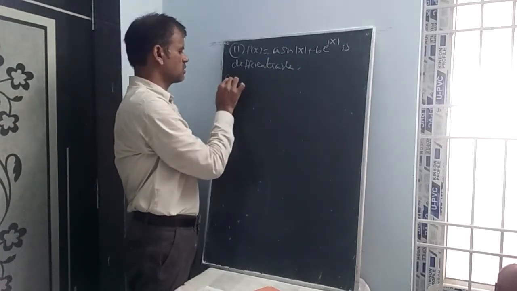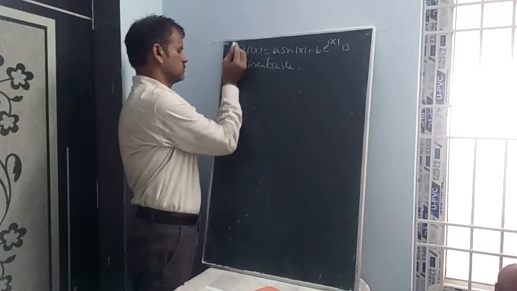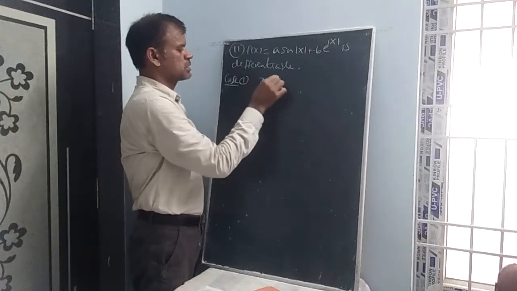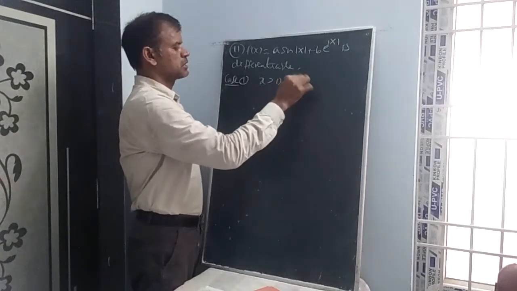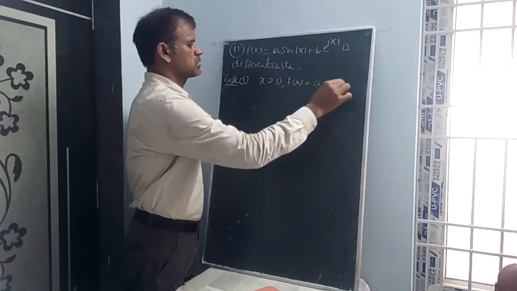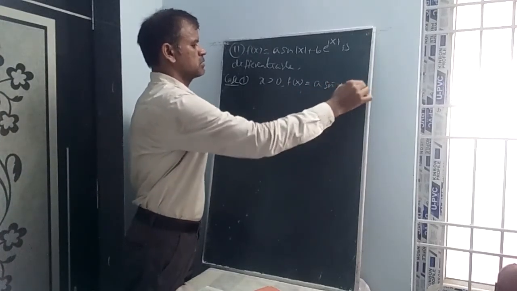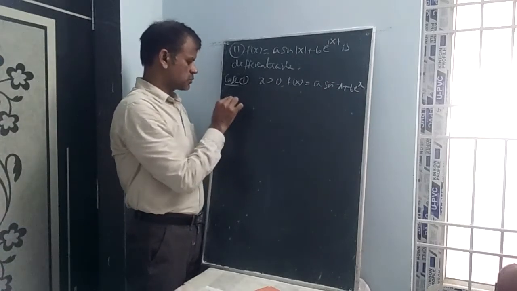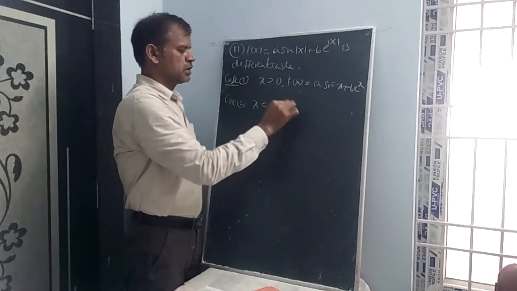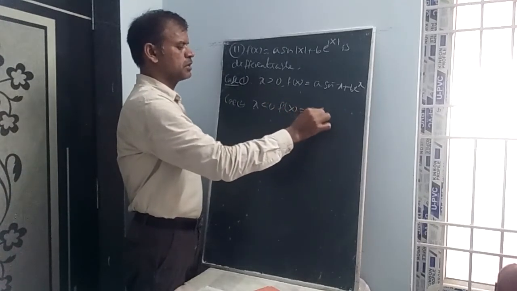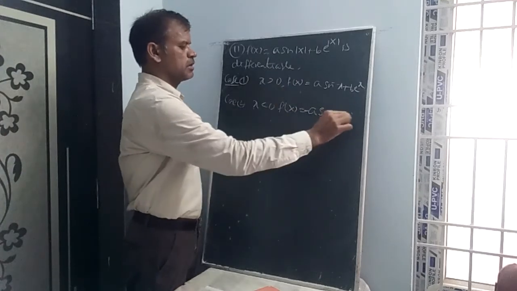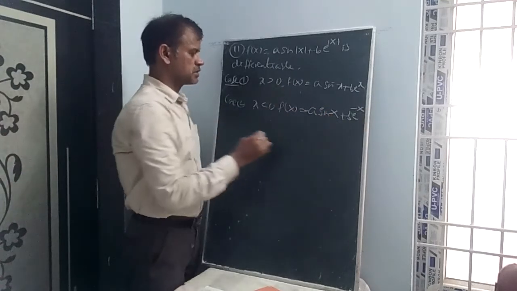Case 1, x greater than 0. X greater than 0 means modulus x is positive, so f of x is a sin x plus b e power x. Next, case 2, x less than 0. That is, f of x is equal to a sin of minus x plus b e power minus x.